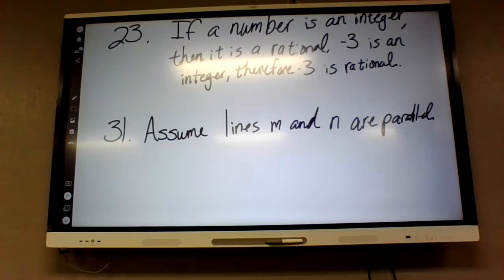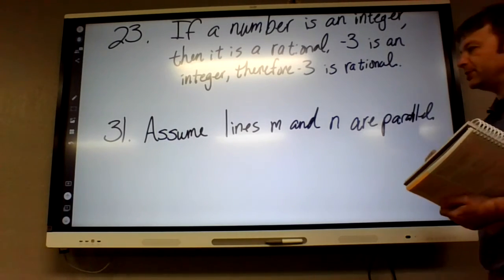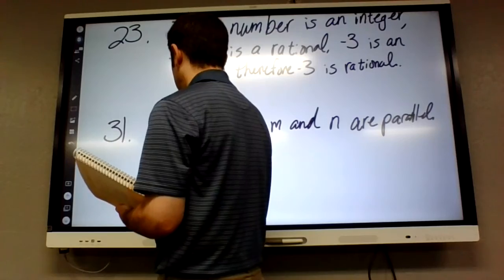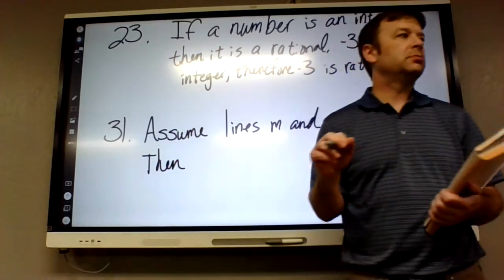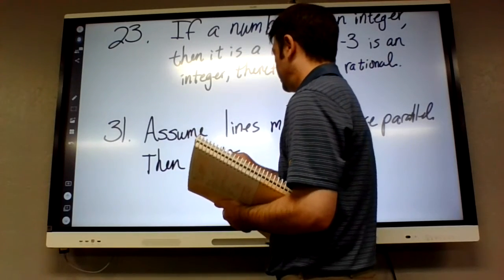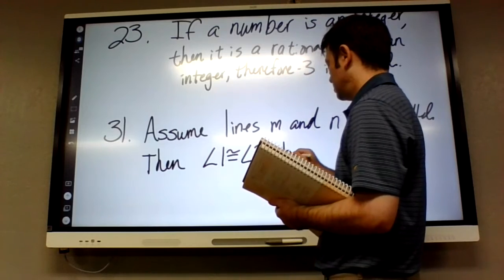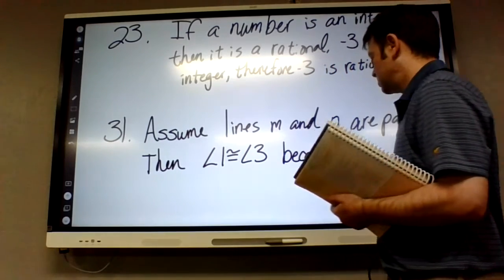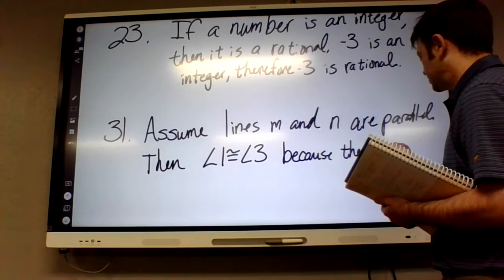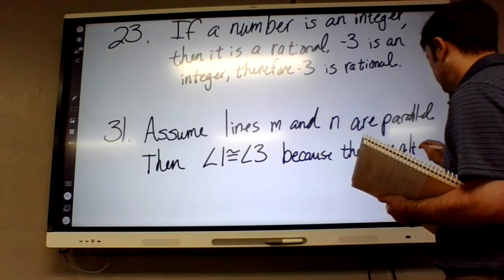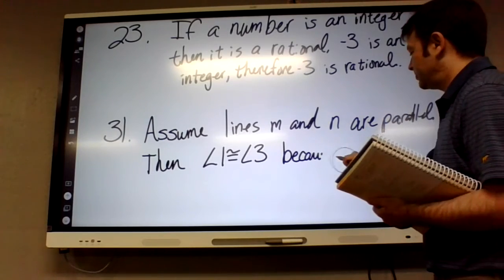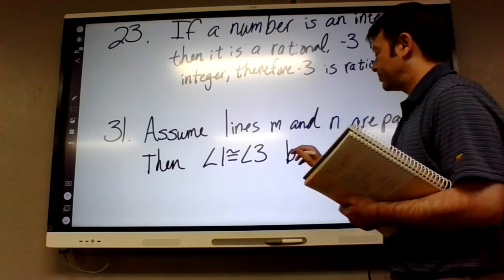Well, if M and N are parallel, what do we know about angles 1 and 3? Why would angle 1 and angle 3 be congruent? Because they're alternate exterior angles. I'm just gonna say by the alternate exterior angle theorem.